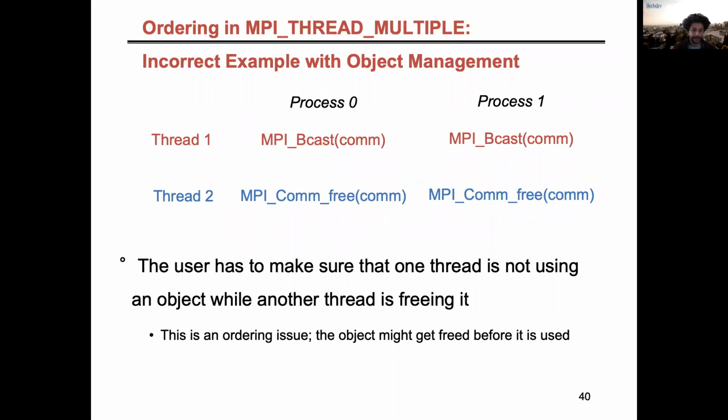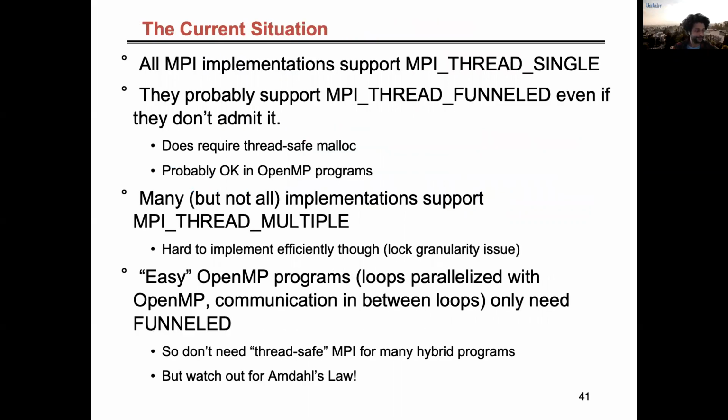And of course, here is a more obvious example that has nothing to do with communication. You have an object called the communicator, and there is a different thread that is freeing that object. Unless you enforce that by the time the free is called, thread 1 has finished what it's doing with that communicator, it can totally segfault. And this has nothing to do with MPI.